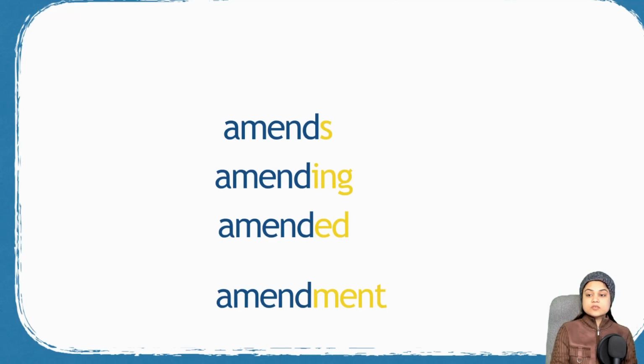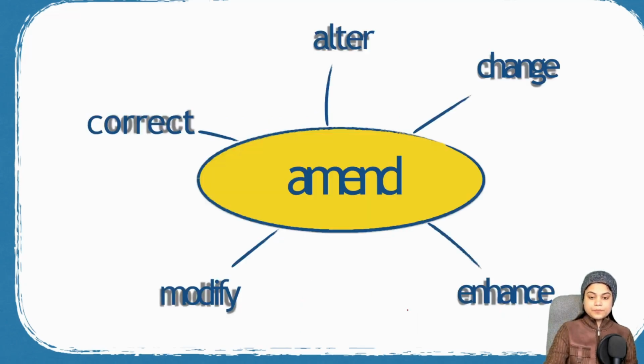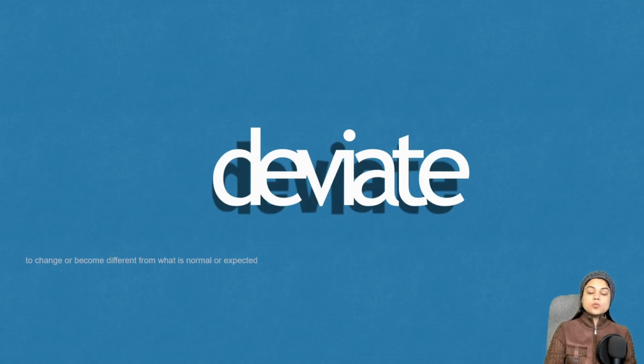These are the common verbs: amend, amending, amended. Amendment. Let's check some synonyms: alter, change, enhance, modify, correct. The other word in our list is deviate: to change or become different from what is normal or expected.